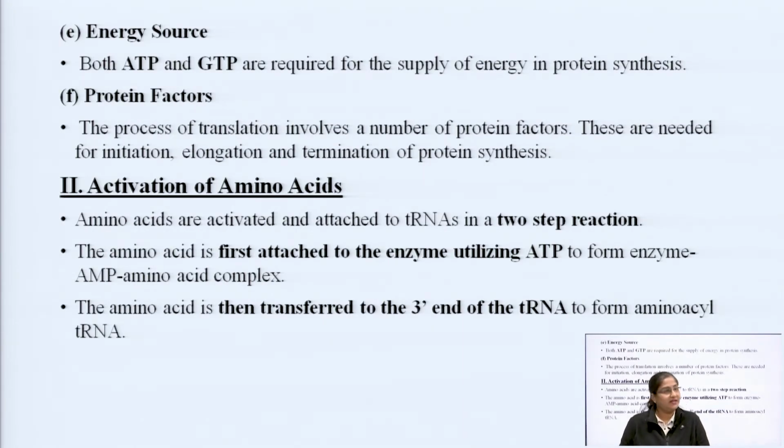Then we definitely need an energy source for protein synthesis. For energy we have ATP and GTP, which supply energy for protein synthesis. We also need some protein factors. The process of translation involves a number of protein factors, which are needed for initiation, elongation and termination of protein synthesis.